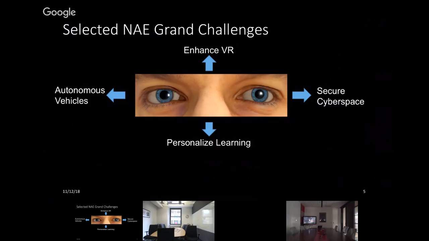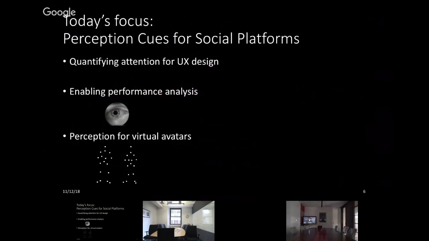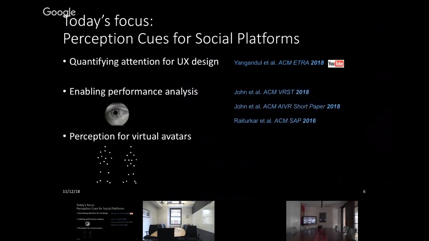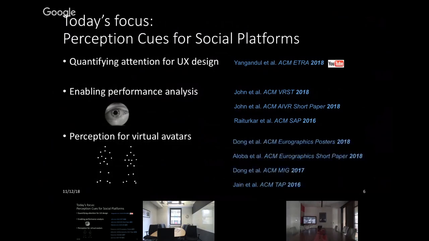Today, I'm going to talk to you about 3 projects. First, I'm going to talk to you about quantifying attention for UX design. This is a YouTube-funded project, and I'll give a short presentation on what our experiments were and what we found. Second, I'm going to give an overview of the work that we are doing on performance analysis and on perception for virtual avatars. Because of the length of this presentation, I'm going to do a high-level presentation at the overview level, but I'm always happy to answer questions either between the talk or after on details.